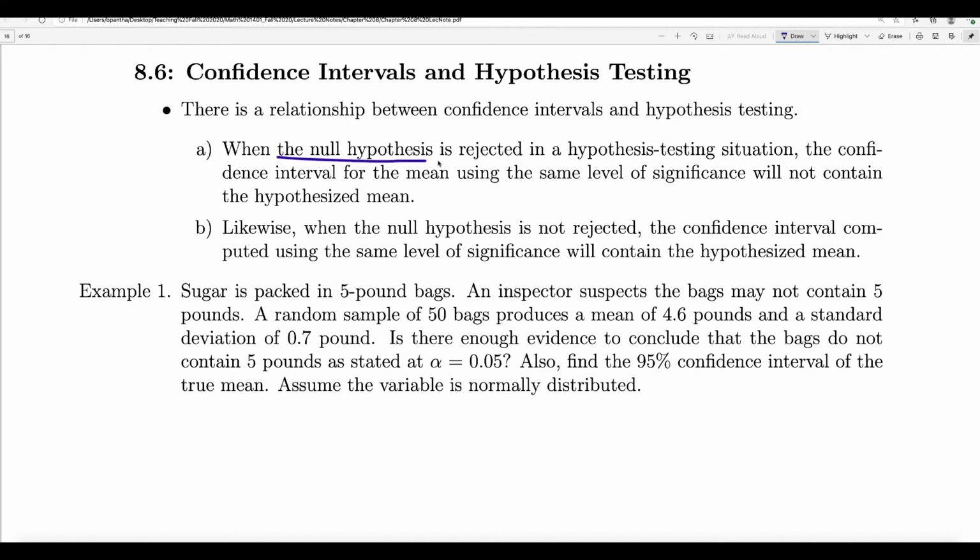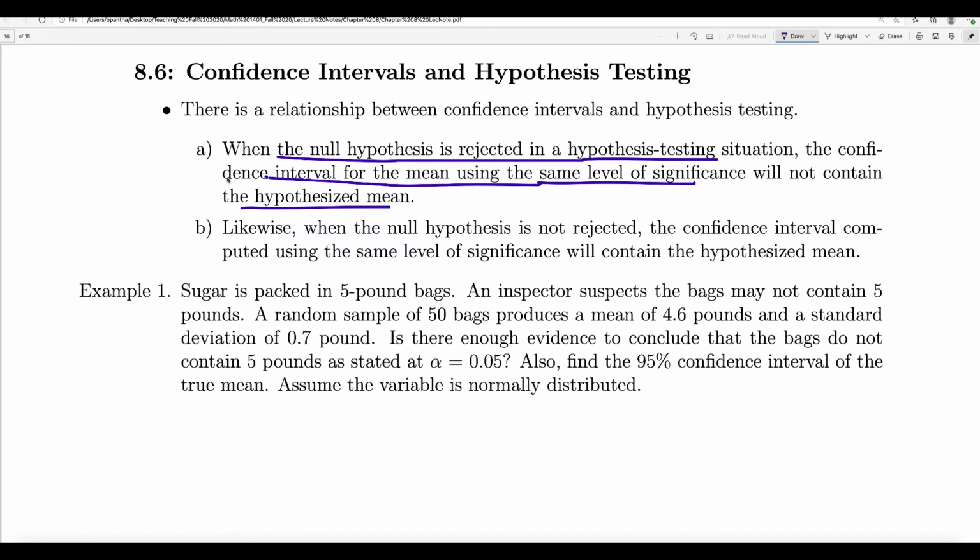When the null hypothesis is rejected in a hypothesis testing situation, the confidence interval for the mean using the same level of significance will not contain the hypothesized mean. Meaning, if in the hypothesis test we reject the null hypothesis, at that time the value of the null hypothesis does not fall in the confidence interval, but we should use the same level of significance for the confidence interval and hypothesis testing.